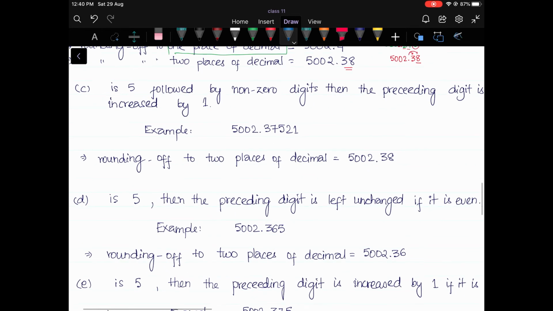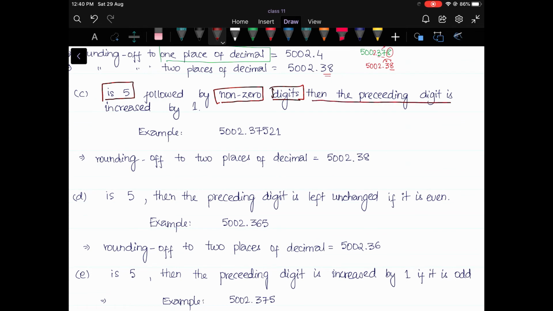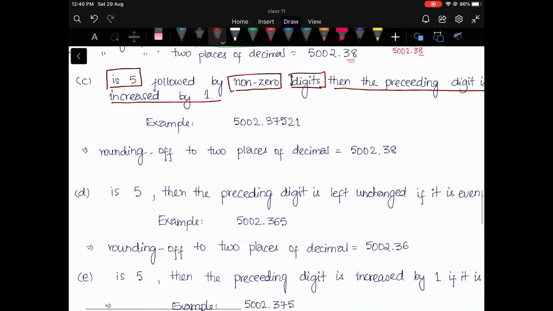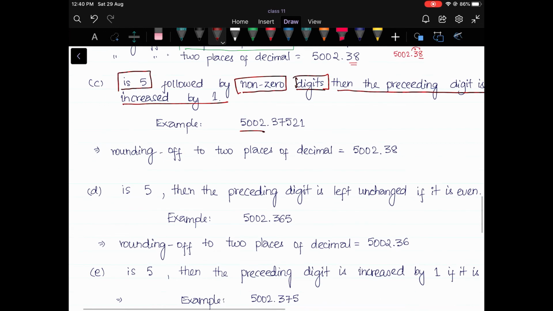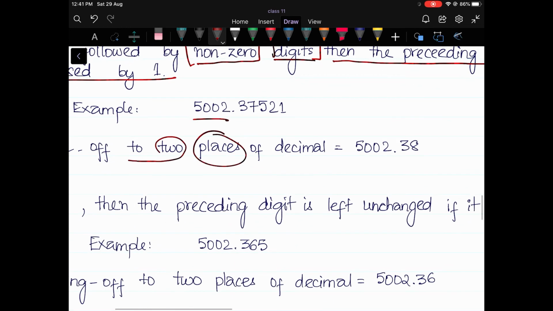Then we have this next rule which says if the digit that has to be dropped is 5, not greater than 5, not less than 5, but exactly equal to 5, followed by non-zero digits, then the preceding digit is increased by 1. So it's a very simple rule. Suppose we have this example here and I want to round it off to 2 places of decimal. So I want to write 1 place and 2 places. So from here onwards I need to drop the digits. That means I'm going to drop 5, 2 and 1.